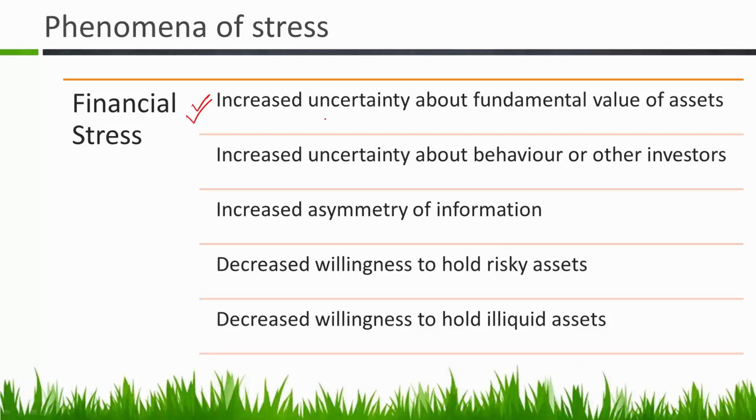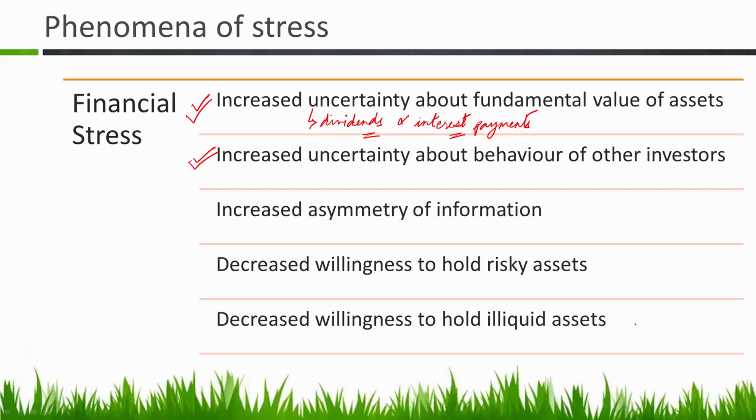Now, one common sign of financial stress is increased uncertainty among lenders and investors about the fundamental value of financial assets. The fundamental value of an asset is the present discounted value of the future cash flows, such as dividends and interest payments. The increased uncertainty about these fundamental values typically translates into greater volatility in the market prices of the assets.